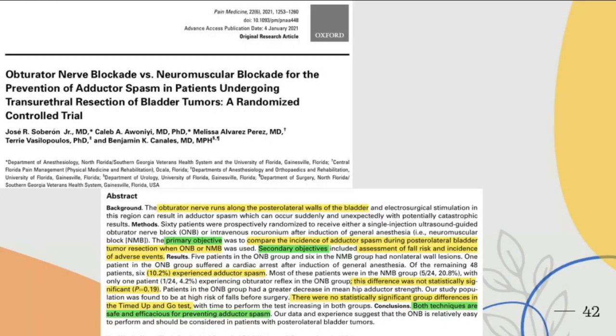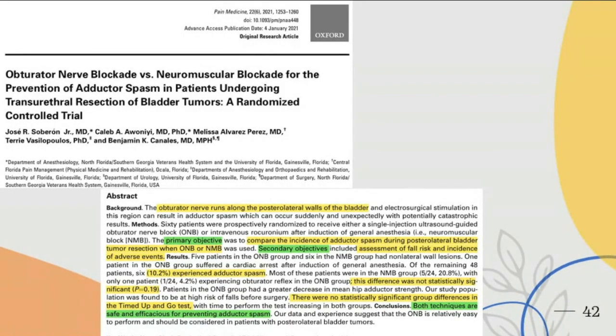So this is an article from Pain Medicine, BJA, from 2021. It compares obturator nerve block versus neuromuscular blockade for prevention of adductor spasm, which is our obturator nerve jerk, in patients undergoing TURBT. This is an RCT. All the patients are under GA. They just compare whether the patient is paralyzed or under nerve block.